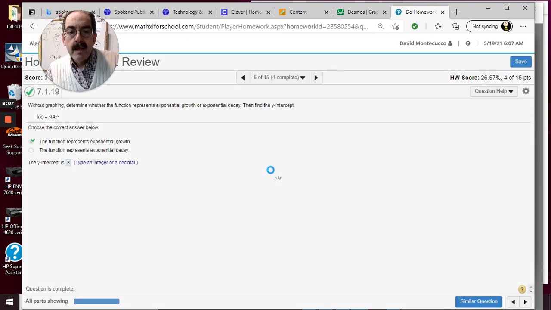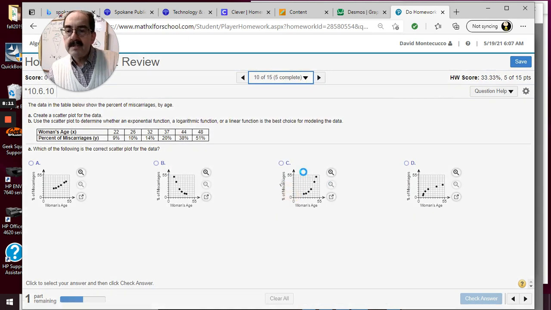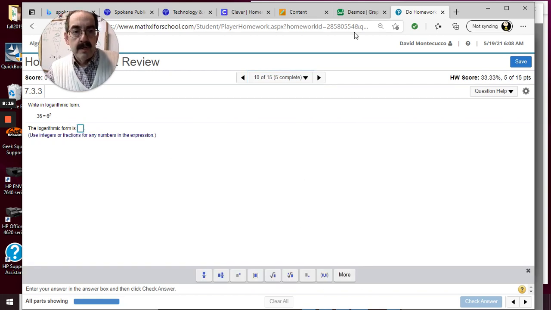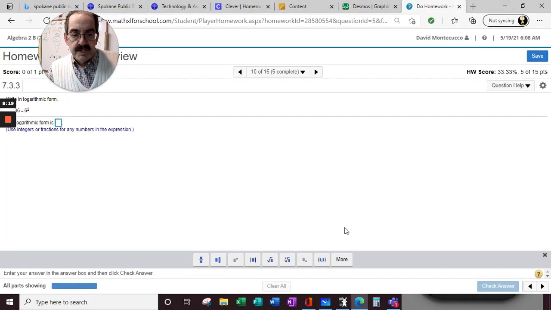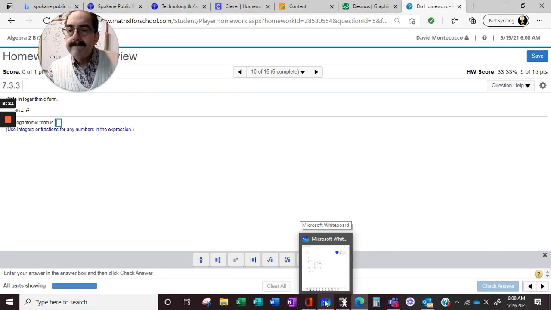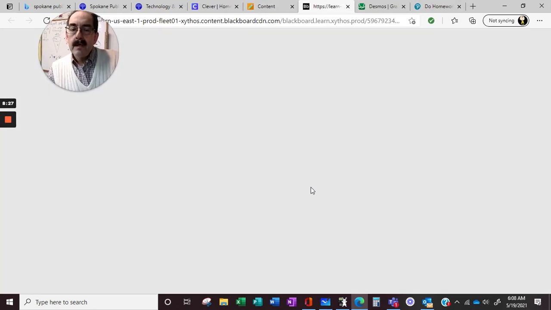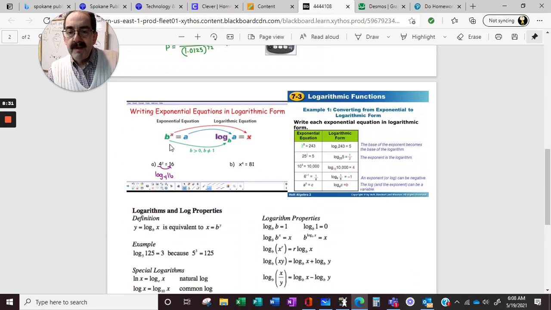Alright. Let's go get a harder one here. Okay, let's go down here and see what we get. Logarithmic form. Now use your cheat sheet, and on our cheat sheet, remember that is right here. We're translating from English to Spanish, Spanish to English. We're going from the form that you and I grew up with to the form they want.